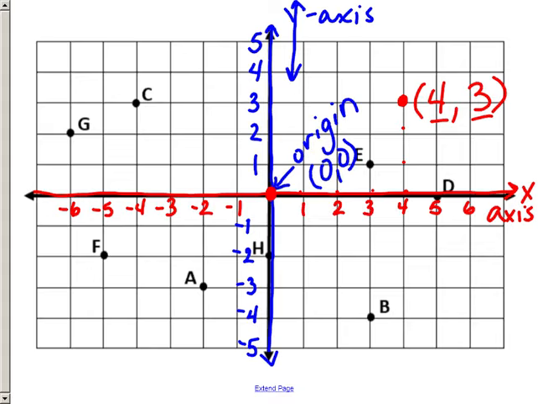Now, we can have ordered pairs with negatives. For example, -3, +1 would mean go backward 3, 1, 2, 3, and then go up 1. So that would be -3, +1.